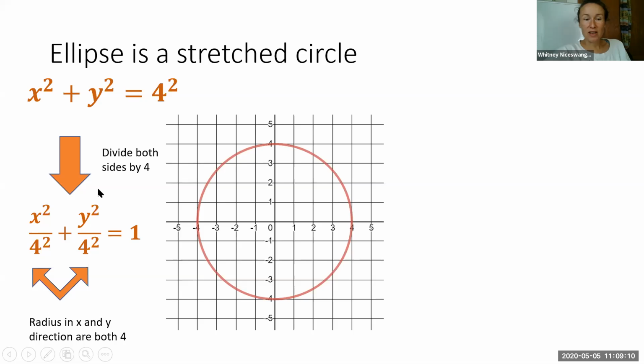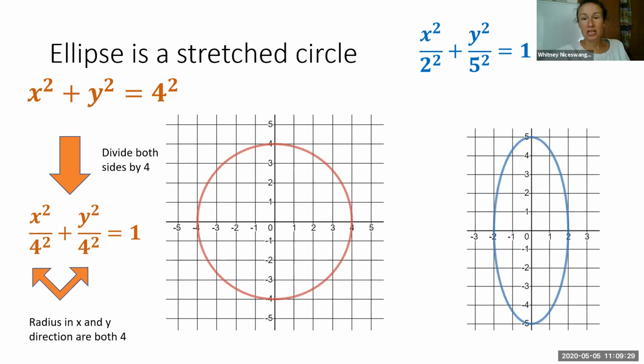But what if it wasn't divided by 4 squared for the x and for the y? What if the x was divided by something different than what the y was being divided by? If that happens, then it's going to change the radius in our x direction and our y direction. So over here in this blue, you see we've got x squared over 2 squared and y squared over 5 squared is equal to 1.